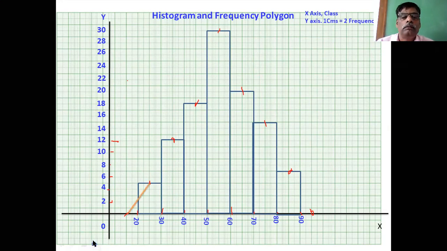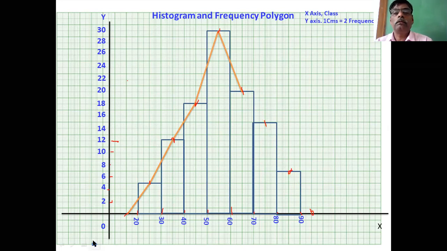You draw a line from the half portion of the x-axis to the center point of the first rectangle. Second line, third line, fourth line, fifth line, sixth line, seventh line, eighth line should touch the x-axis. Drawing this line is called a frequency polygon. Okay. This is a frequency polygon.